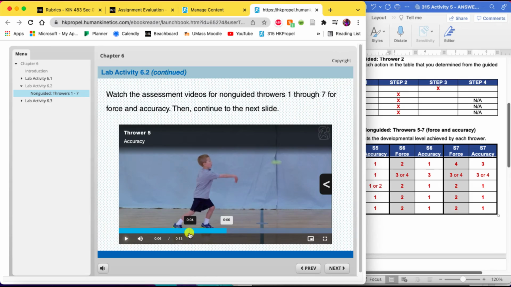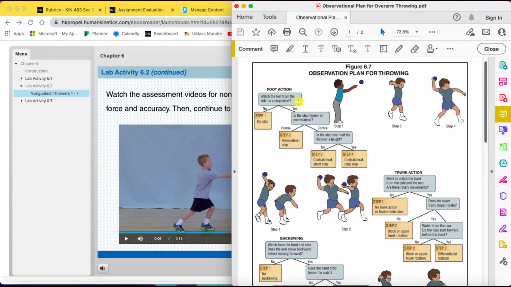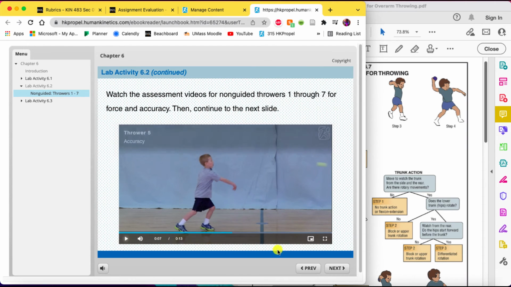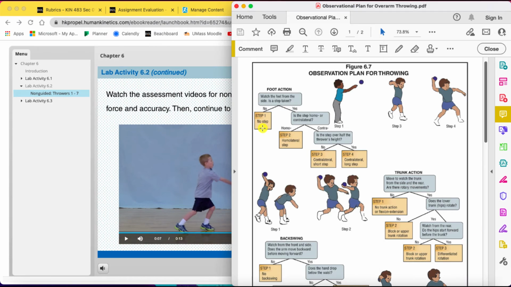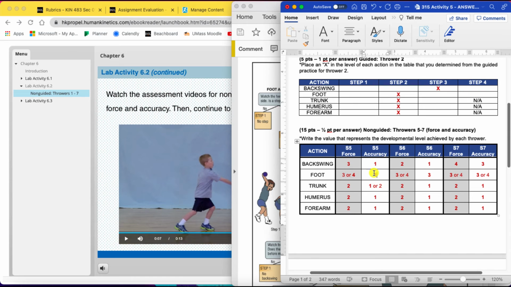Then we can look at the foot action. Let's go to our observational plan. The first thing we're looking for is a step taken? We can go to the start of his throw, which is here, and we can see he doesn't really move either of his feet. He starts in a staggered stance, but that doesn't count as a step, so that automatically tells us no step was taken. He's automatically at level 1.